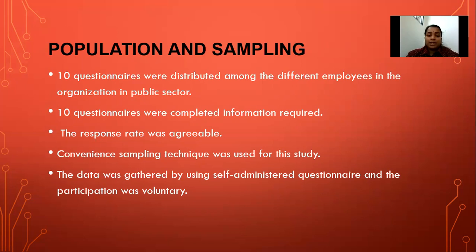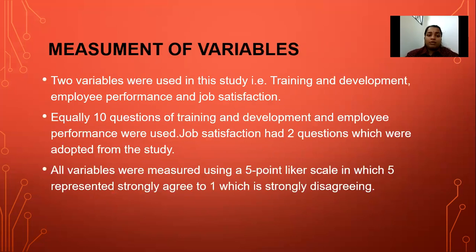Convenience sampling technique was used for the study, and the data was gathered using a self-administered questionnaire, and participation was voluntary. For the measurement of the variables, variables used in the study were training and development, employee performance, and job satisfaction. Equally, 10 questions on training and development and employee performance were used. Job satisfaction, 2 questions, were adopted from previous research. All variables were measured using a 5-point Likert scale, where 5 represents strongly agree and 1 represents strongly disagree.